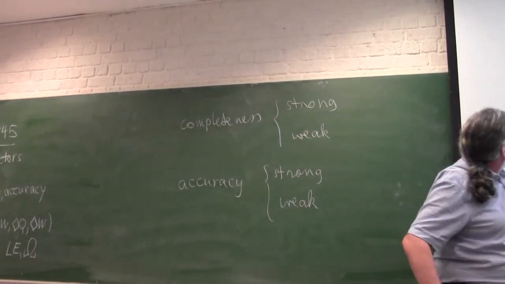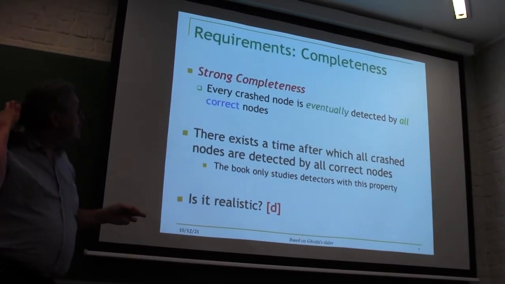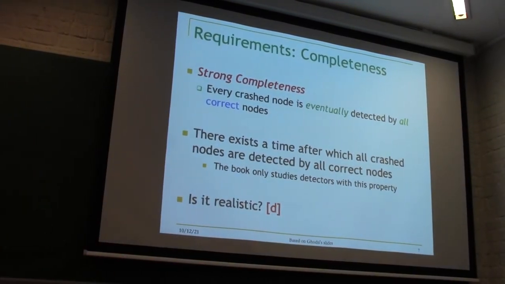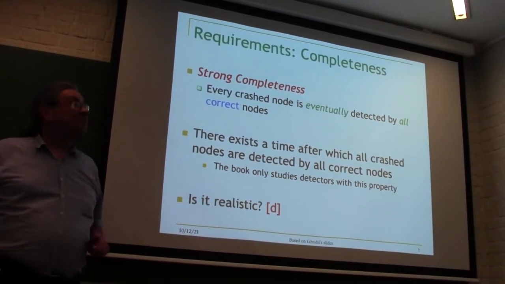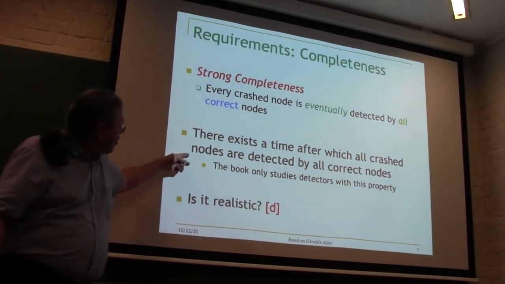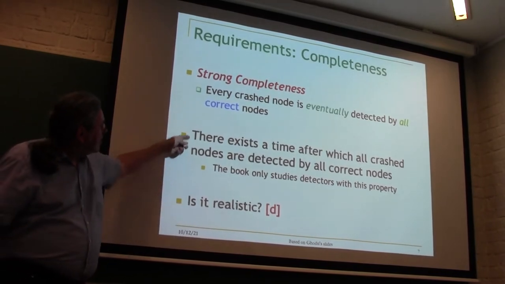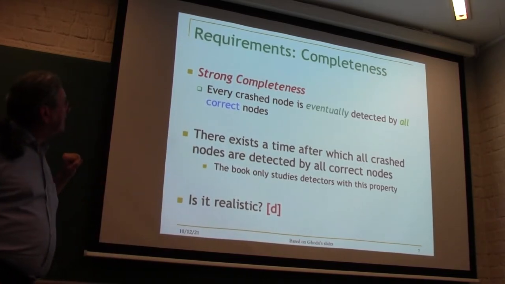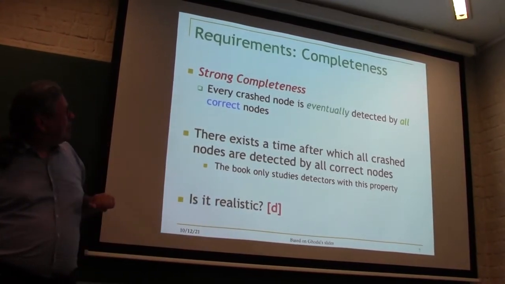So the strong completeness, this is the one you want, huh? Every crashed node is eventually detected by all correct nodes. That means all correct nodes will detect all the crashed nodes, eventually, okay? There exists a time after which all crashed nodes are detected by all correct nodes. Okay, so this is the nice property of completeness, okay? So what do you think? Is this a realistic property or not?